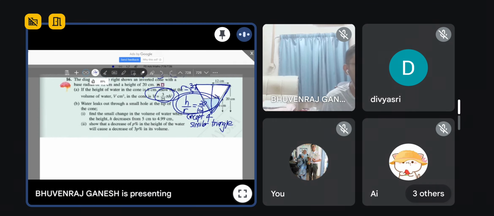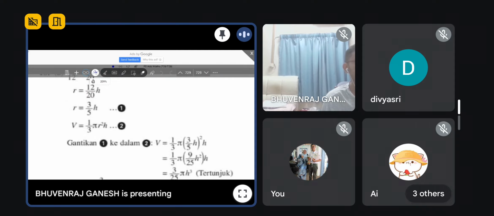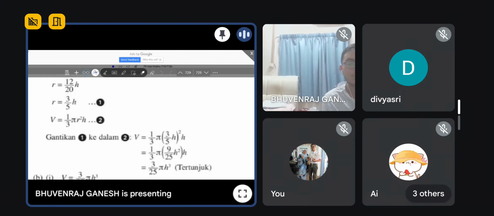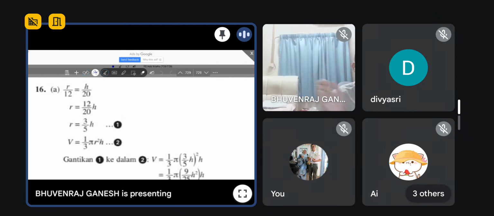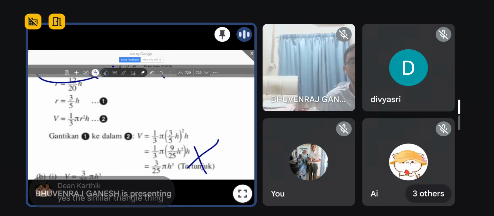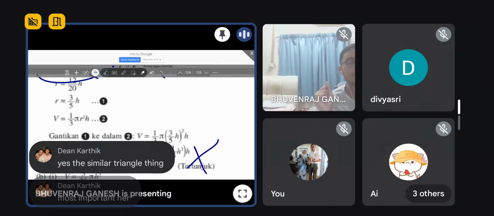Wait, is it the next page? Yeah. Okay, so it's something like this. Okay, should be no problem, right? The most important thing again is this equation. If you don't get this equation, you cannot get this answer, no matter how. Okay, so make sure you remember the similar triangle thing.